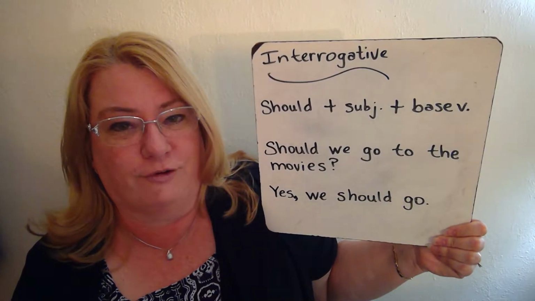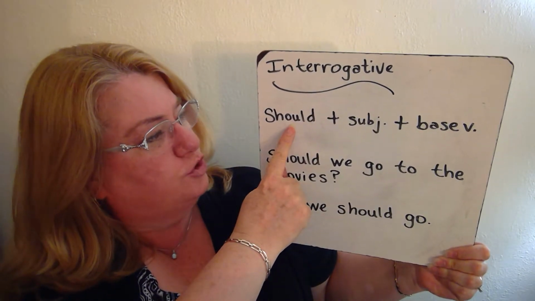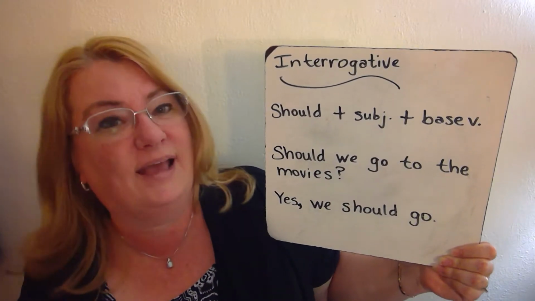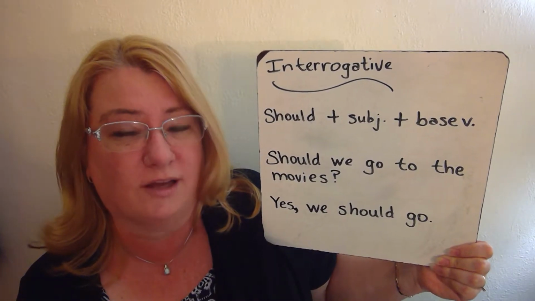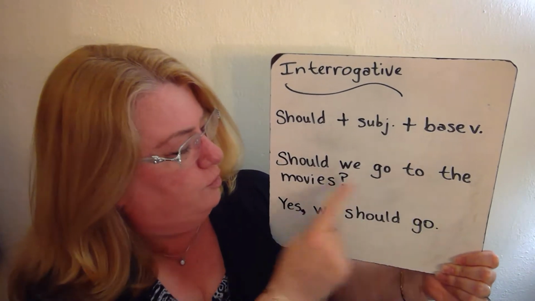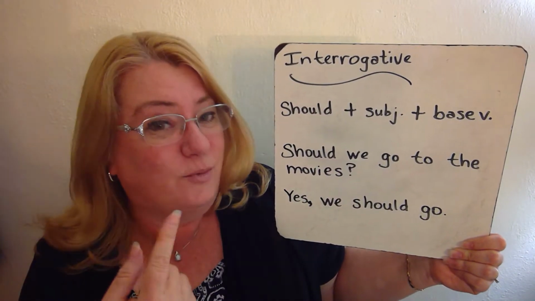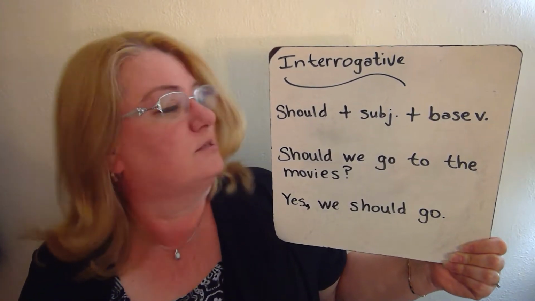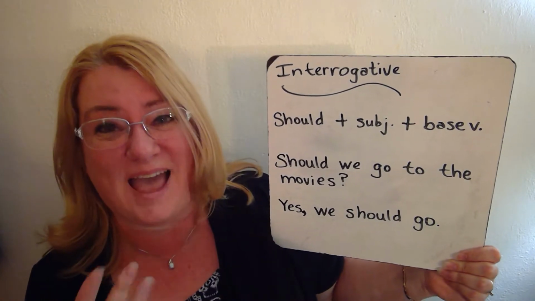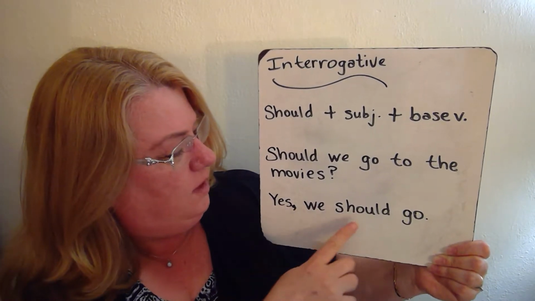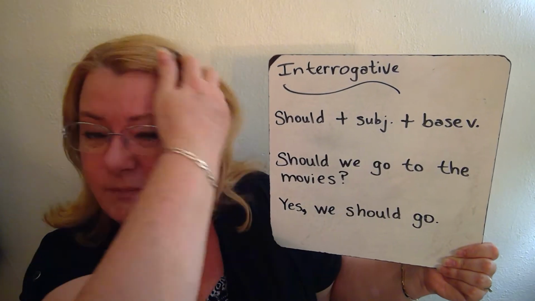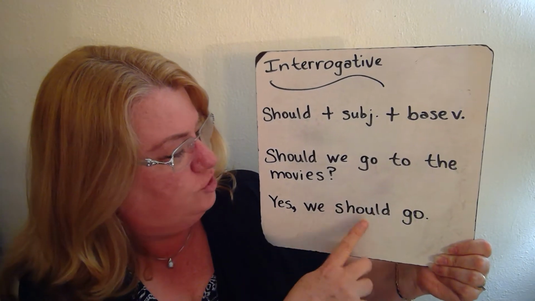Now, interrogative. Our structure will be should plus the subject plus the base verb. And so when we're using the interrogative, we're asking a question. Should we go to the movies? So we've got the should in the first place, the beginning part of the sentence, to ask in the interrogative. And then it becomes here after our subject, because then we're going to put it in our affirmative sentence. Yes, we should go.